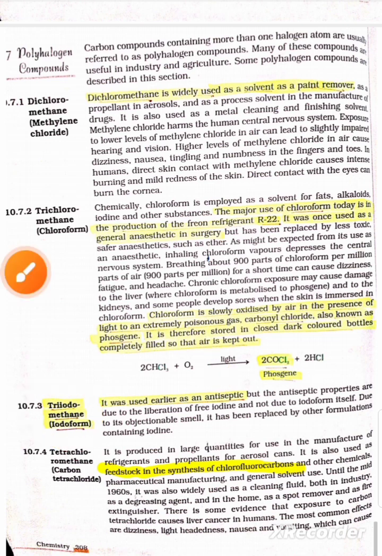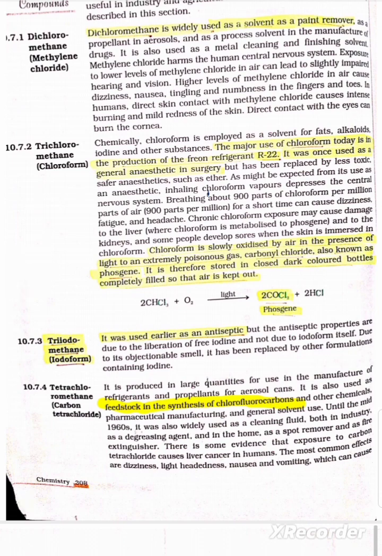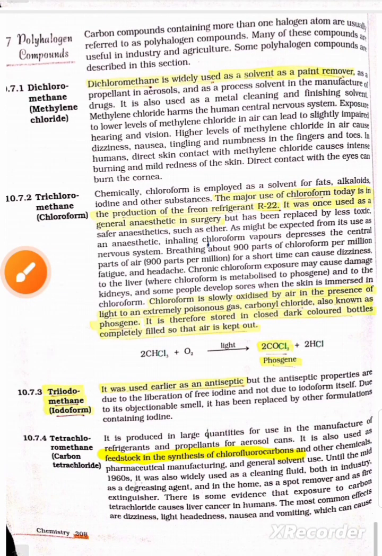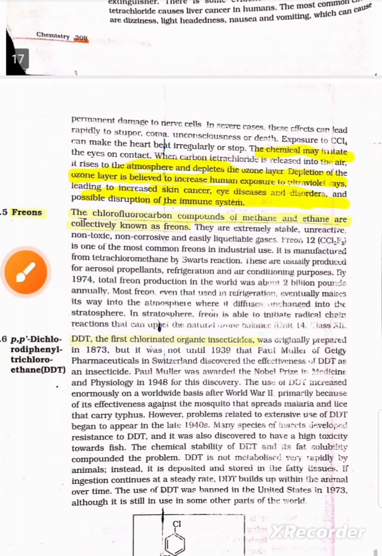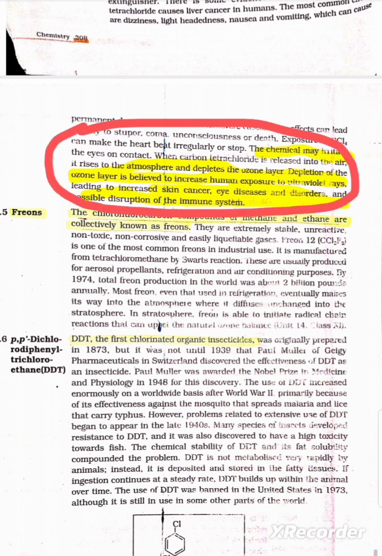And tetrachloromethane, or carbon tetrachloride, is used as a feedstock for the preparation of chlorofluorocarbons, that is, freons. As you know, the freons are responsible for the depletion of the ozone layer. When the ozone layer depletes, UV light falls on the skin and leads to cancer and other disorders.